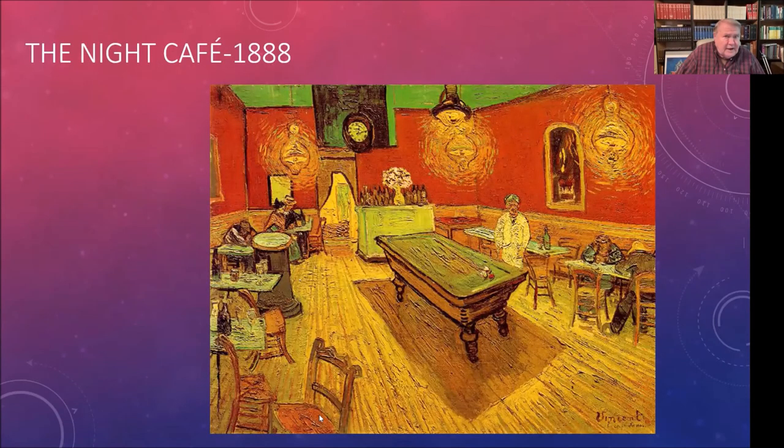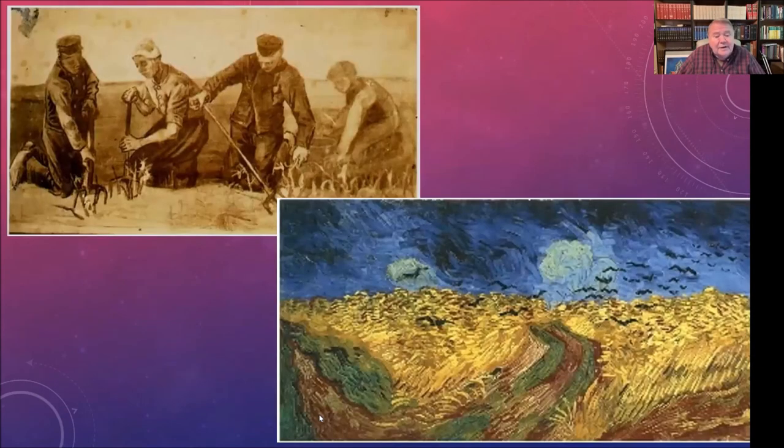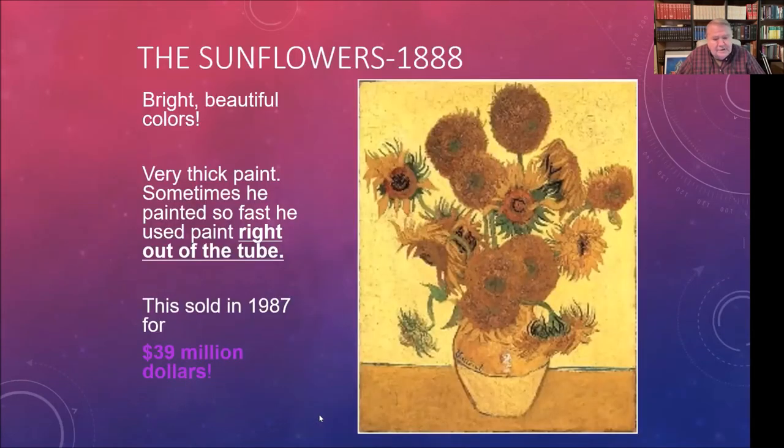This is the cafe where he took his meals every evening, the night cafe. This is a house in the little village in southern France where he lived. And let's see. Sunflowers. He loved to paint sunflowers. You think that's not a big deal. It wasn't in his day. Nobody was interested in it. But in 1987, it sold for $39 million.